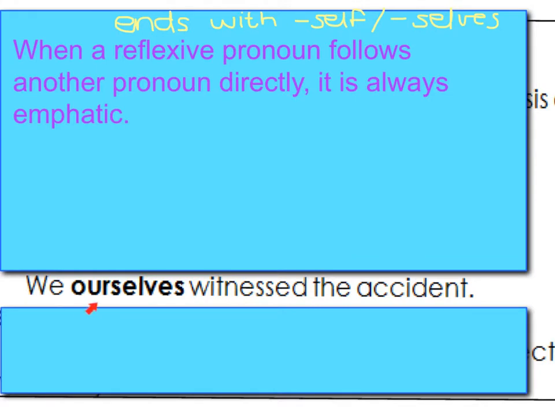So we ourselves witnessed the accident. Immediately I know that this is emphatic, but let's give it the emphatic test to see if we are right. So we will cover the word ourselves and read the sentence as if it doesn't exist. We witnessed the accident. Do I need the word? Definitely not. Therefore I know that it is emphatic.